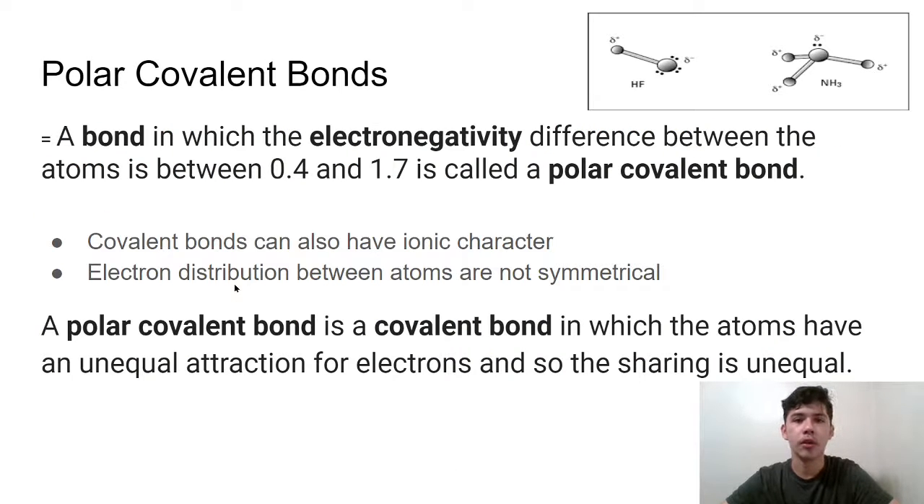A polar covalent bond is basically a bond in which the electronegativity difference between atoms is between 0.4 and 1.7. Covalent bonds can also have an ionic character, and an ionic character is essentially the difference of electronegativities between two atoms in an existing compound. Electron distribution between atoms is not symmetrical, and a polar covalent bond is a covalent bond in which the atoms have an unequal attraction for electrons, so the sharing is unequal.